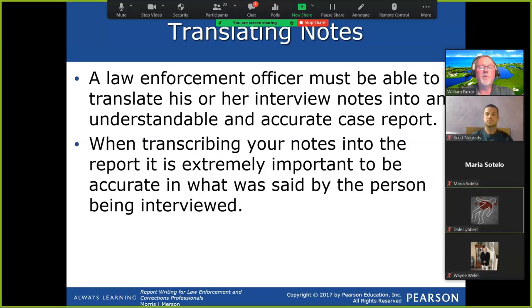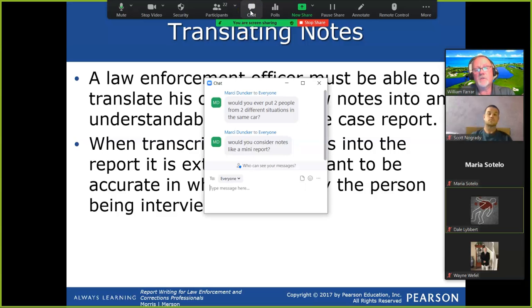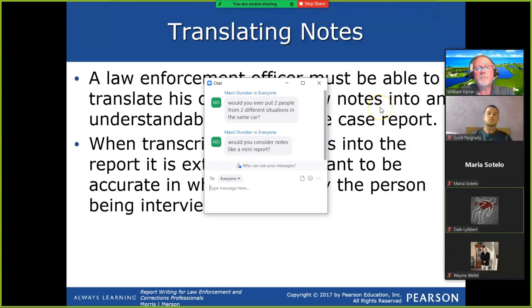So be careful with abbreviations. Don't assume that the spelling of something, especially a street name or somebody's first name or even their last name, that you know exactly how to spell it, because it may be spelled a different way. So with names and street names, be very specific, and if you're not sure, ask, okay?